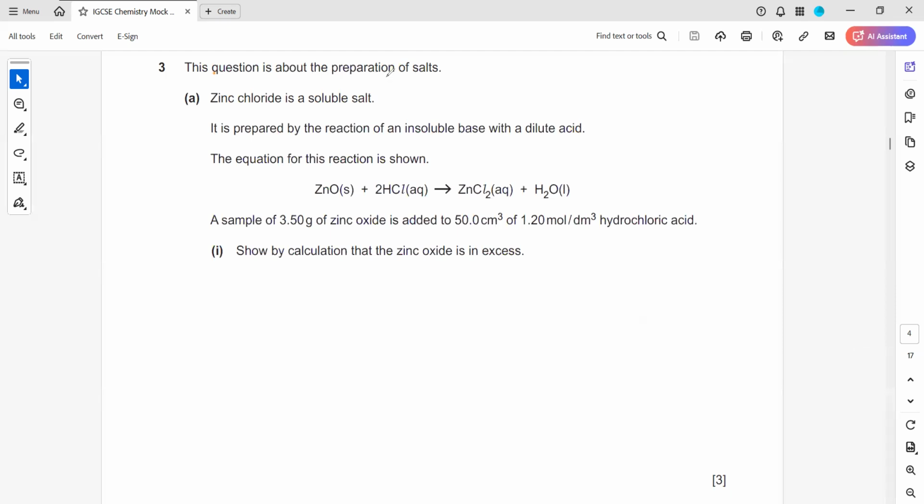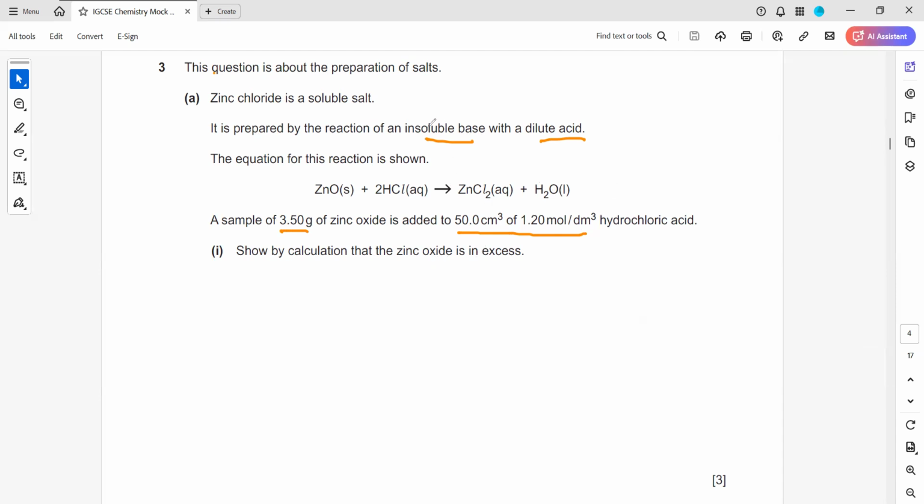This question is about the preparation of a salt. Zinc chloride is a soluble salt. It is prepared by reaction of an insoluble base with a dilute acid. The equation for this reaction is shown. Zinc oxide plus hydrochloric acid gives zinc chloride plus water. A sample of 3.5 grams of zinc oxide is added to 50 cm³ of 1 mole per dm³ hydrochloric acid. Show by calculation that zinc oxide is in excess.